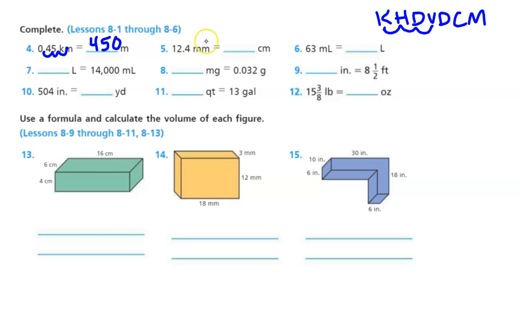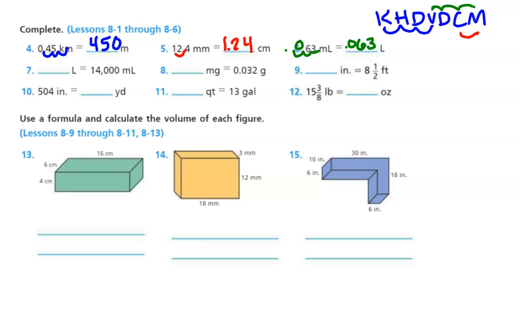Then I've got 12.4 millimeters to centimeters. Well, millimeters to centimeters is only 1 shift backwards, so you'd have 1.24 centimeters. Then I've got milliliters, which would be this one right here, to, looks like liters, which would be right here. So that's 1, 2, 3 shifts to the left. You got to fill that in with a 0.0. So your answer would be 0.063 liters.